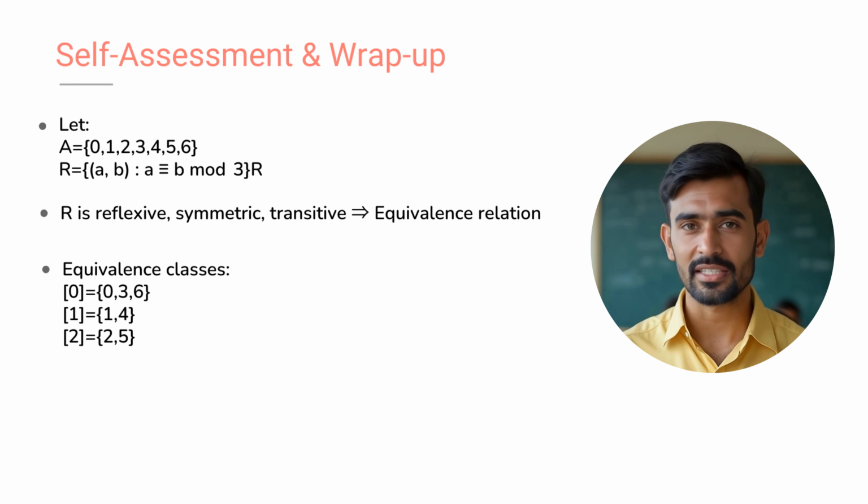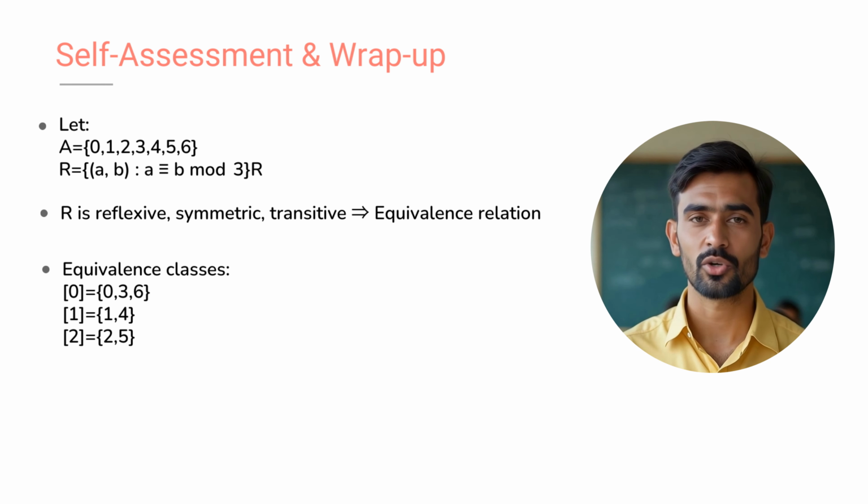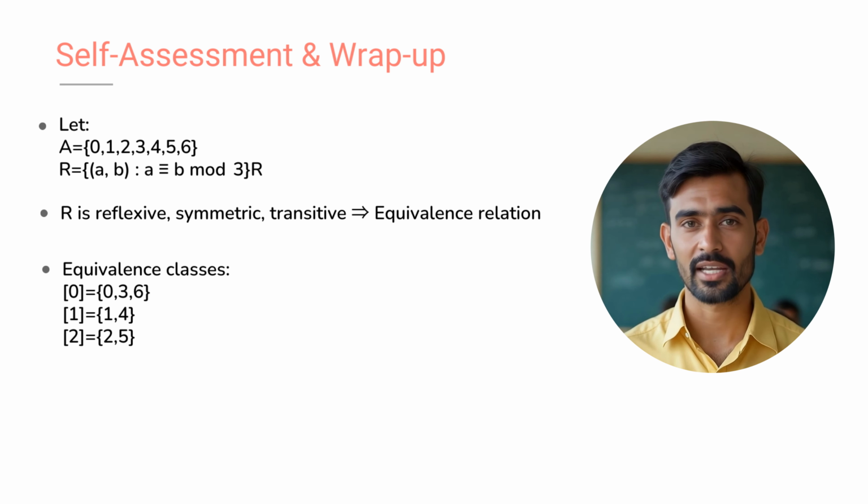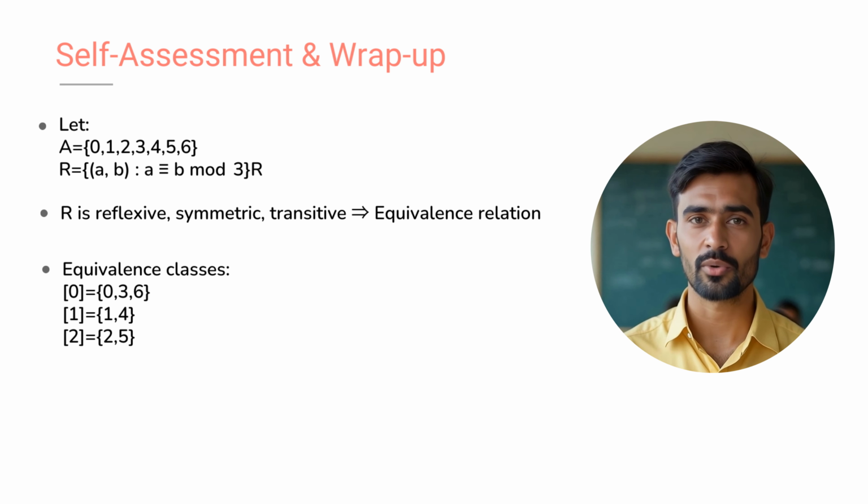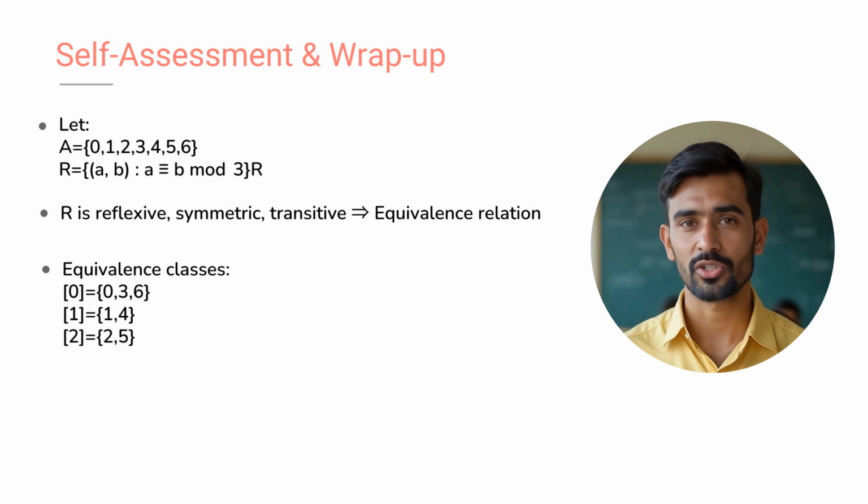Mod 3. Is this symmetric? Yes. If a is congruent to b mod 3, then b is congruent to a mod 3. Is this transitive? Yes. If a is congruent to b and b is congruent to c mod 3, then a is congruent to c mod 3. So yes, R is an equivalence relation. Step 2. Find equivalence classes. The equivalence class of 0 equals {0, 3, 6}. The equivalence class of 1 equals {1, 4}. The equivalence class of 2 equals {2, 5}. Step 3. Check partition. Classes are disjoint and their union equals A, hence they form a partition.